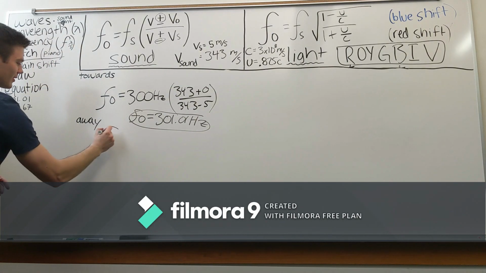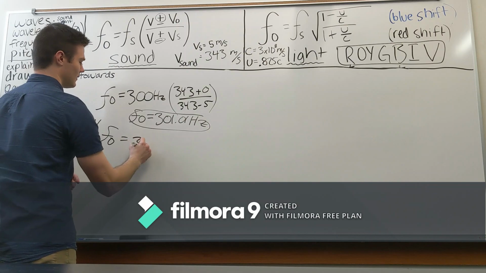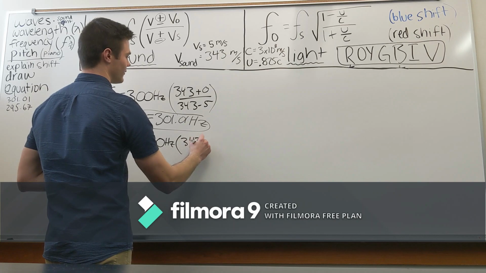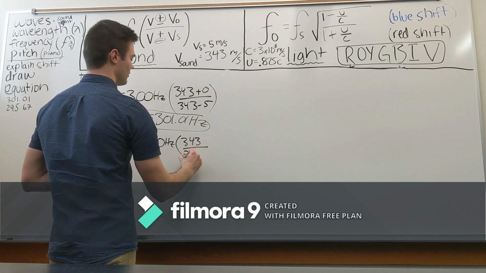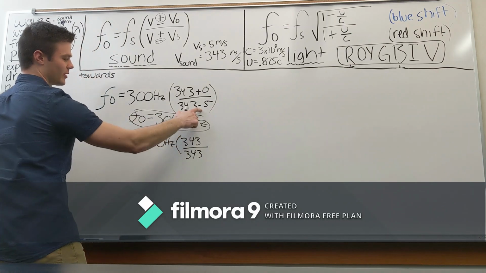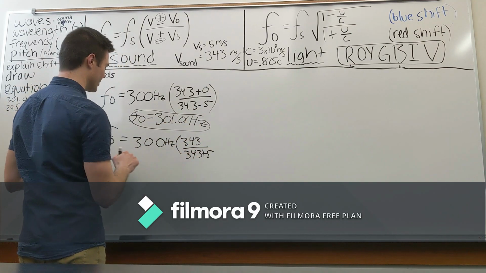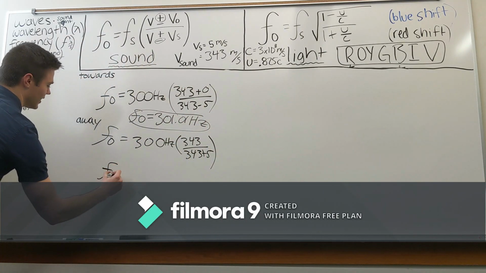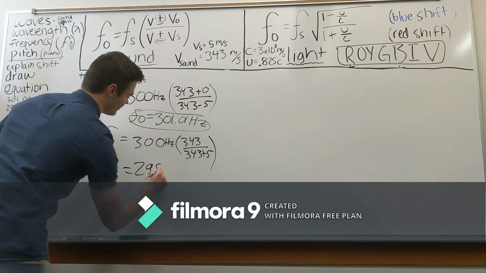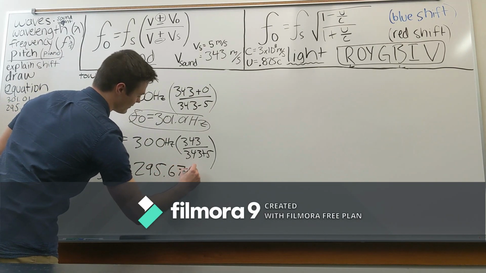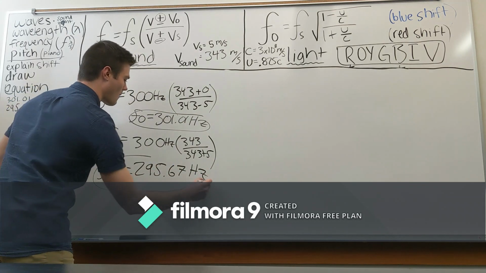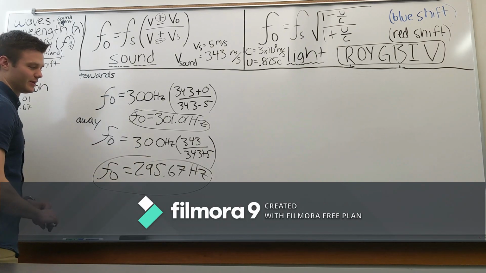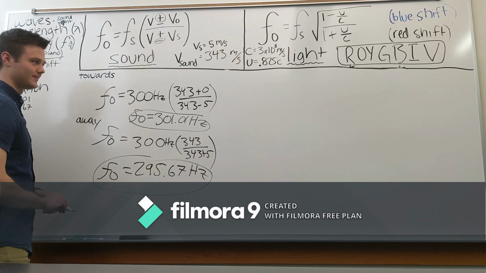Now when we're moving away from our observer, it's still 300 hertz. It's still 343 over 343, and this time we're going to add 5 because now we're talking about when the car has passed our observer and is moving away. And that's going to give us a final answer of 295.67 hertz. And that is lower than our frequency at the source, and therefore it's a lower pitch.